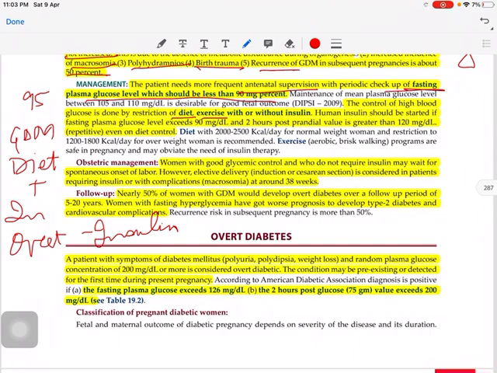Okay, so when should we start human insulin in gestational diabetes mellitus? When even after diet control for 2 weeks, the postprandial value is more than 120 milligram per deciliter, even on diet control of 2 weeks. Then we go for insulin therapy.